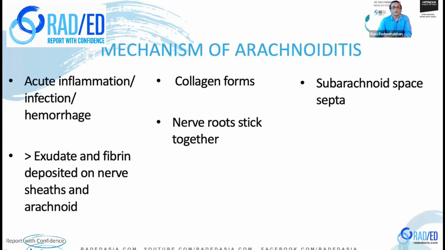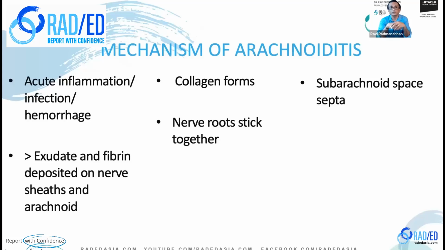When we give contrast, what happens with arachnoiditis is that there is an acute inflammation or infection or haemorrhage, and that results in fibrin and an exudate being deposited on the nerve root sheaths and the arachnoid. The effect of that is that eventually you start to get collagen formation on it. The nerve roots start to stick together.